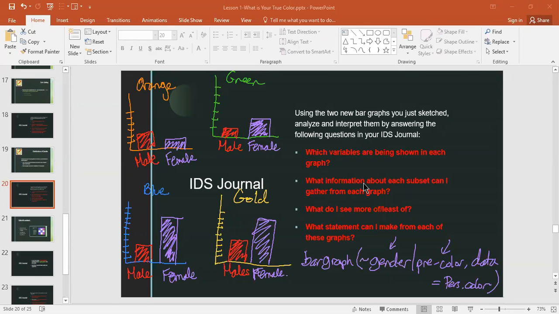Good observation there. What about William? Hey, William, you there? William. Yes, William Hunt. What statements can you make from each of these graphs? What's your answer that you wrote down for the last question here?